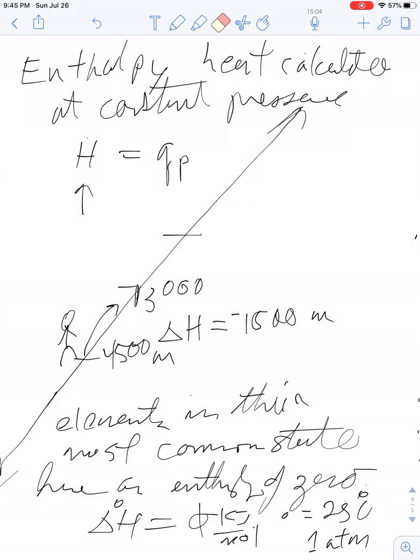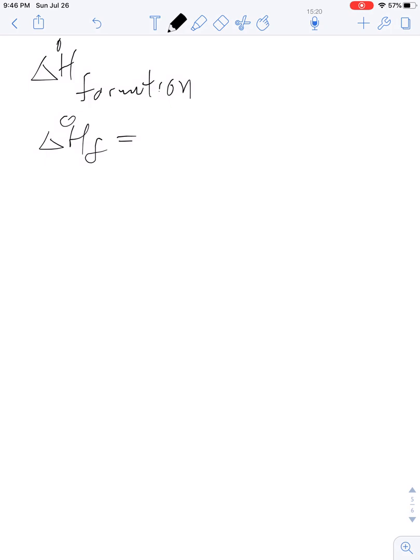Okay? So what is the enthalpy of formation, delta HF? The F stands for formation. What is the enthalpy of formation of hydrogen gas? Well, is hydrogen an element? Is its most common state gaseous form? Is its most common state diatomic? Yes, yes, and yes. So the enthalpy of formation, in other words, meaning how much energy does it take to form, is 0.